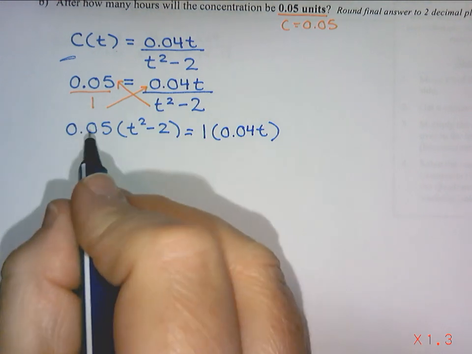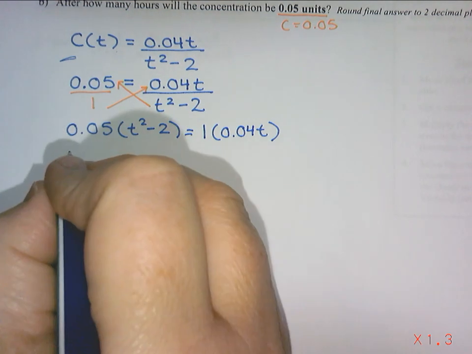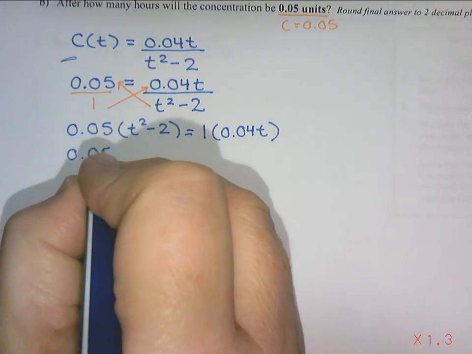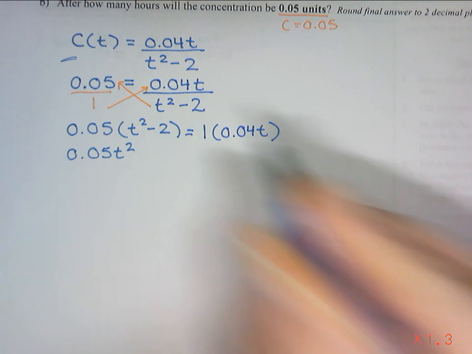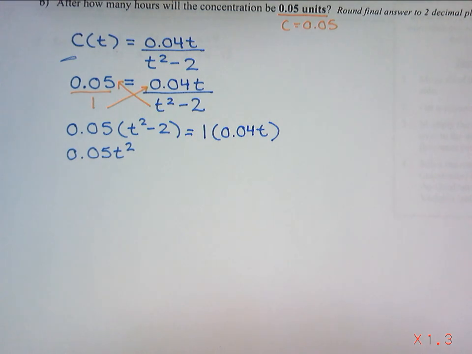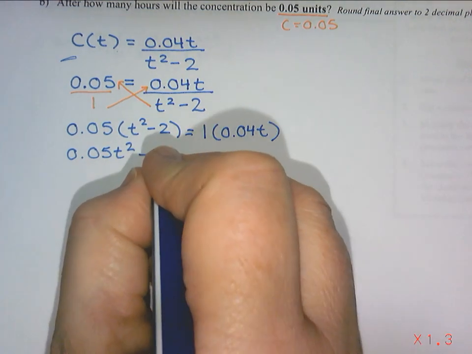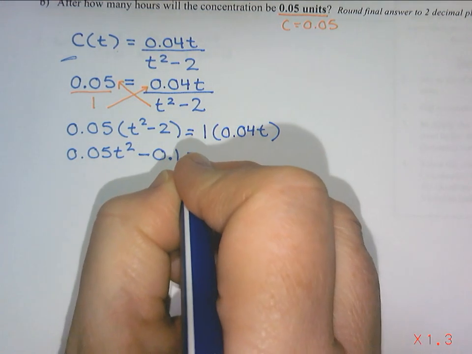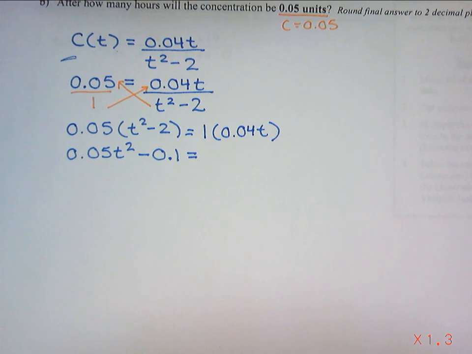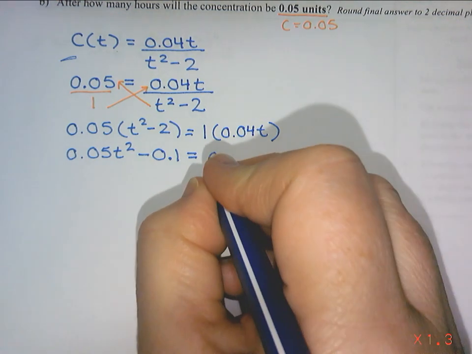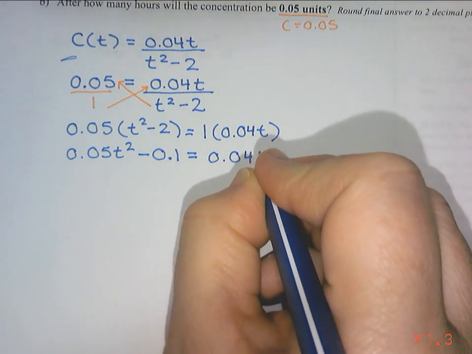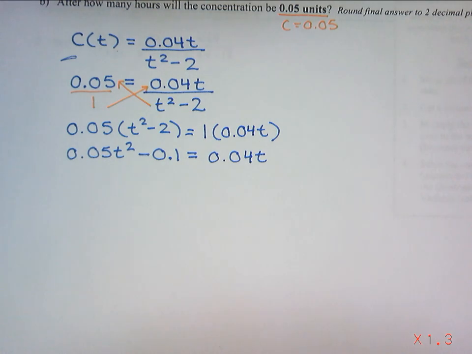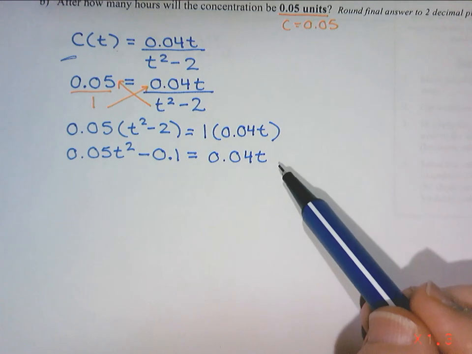I am going to multiply 0.05 by t squared to get 0.05 t squared. And 0.05 times negative 2 is negative 0.1. On the other side, 1 times 0.04t is 0.04t. And now I have a polynomial equation, right? It's not a rational anymore. There's no longer any fractions.